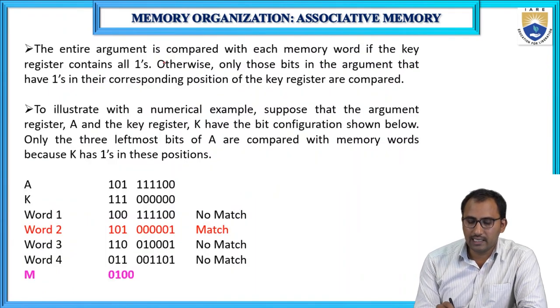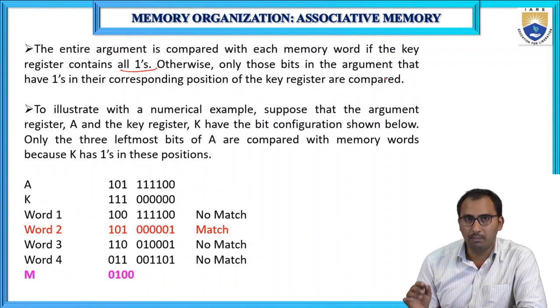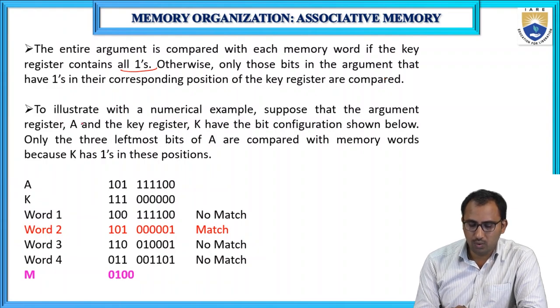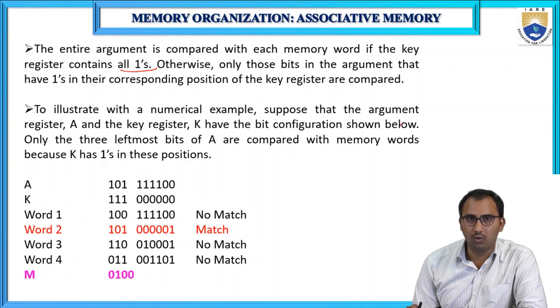Next, the entire argument is compared with each memory word if the key register contains all ones. Otherwise, only those bits in the argument that have ones in the corresponding position of the key register are compared. To illustrate with a numerical example, suppose that the argument register A and key register K have the bit configuration shown below, so you can better understand the scenario with an example.